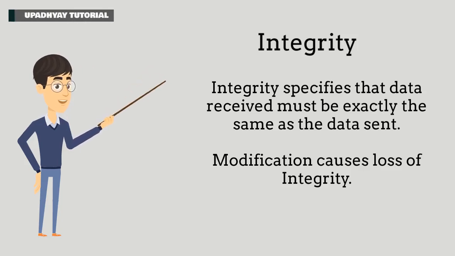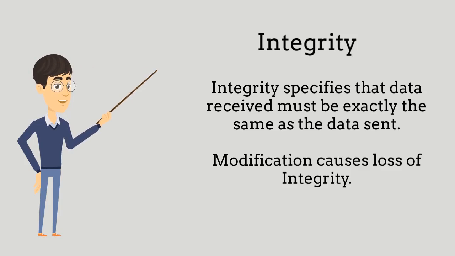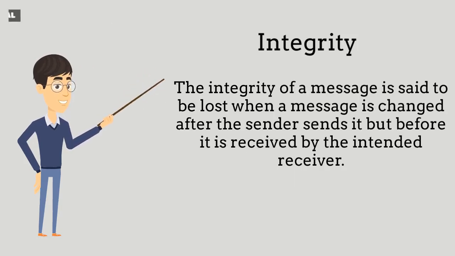Integrity specifies that the data received must be exactly the same as the data sent. Modification causes loss of integrity. The integrity of a message is said to be lost when a message is changed after the sender sends it but before it is received by the intended receiver.